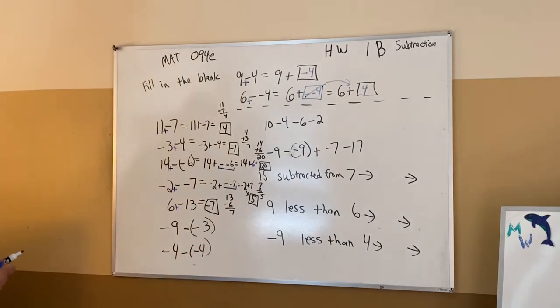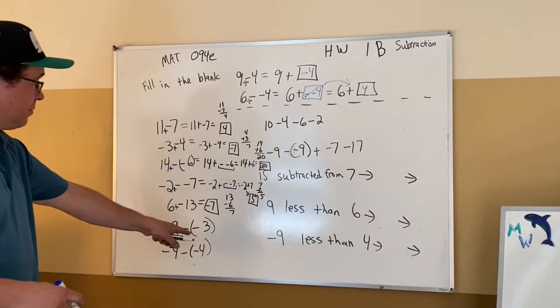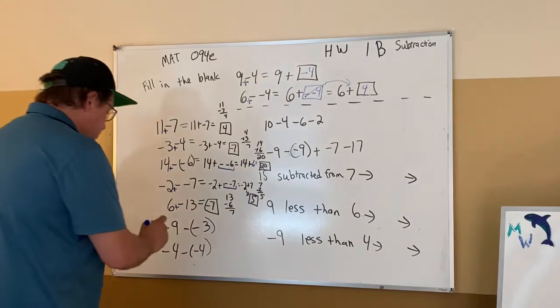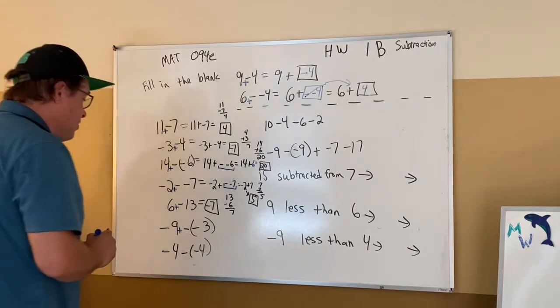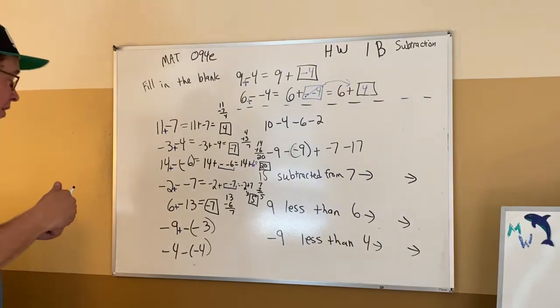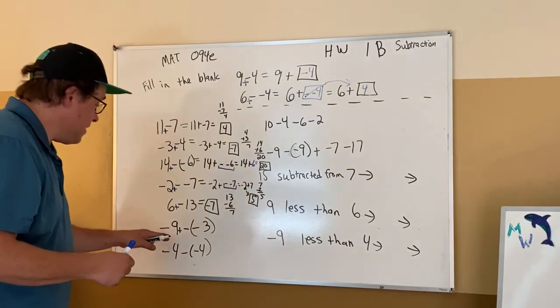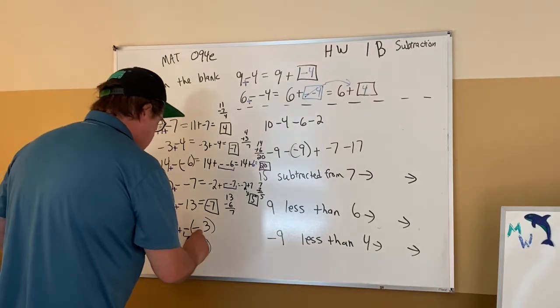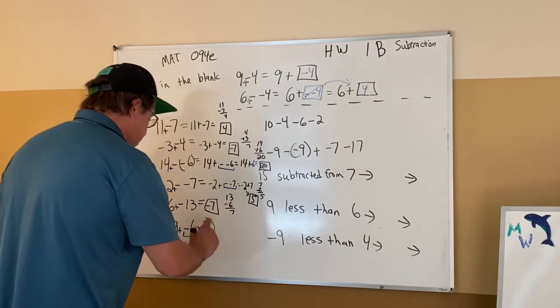Negative 9 minus negative 3. Because we see parentheses and something like that, doesn't mean we have any multiplication. It does mean that it makes it easier to make sure that the printing doesn't get the 2 dashes to touch each other and look like one long dash. But this is negative 9 plus the opposite of negative 3. This is therefore going to be negative 9 plus 3.